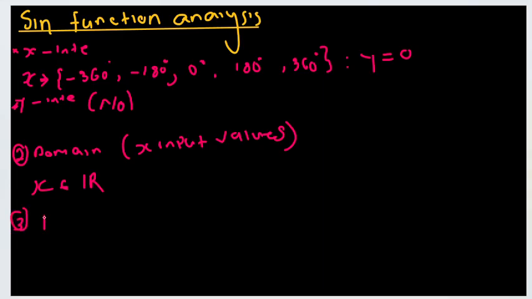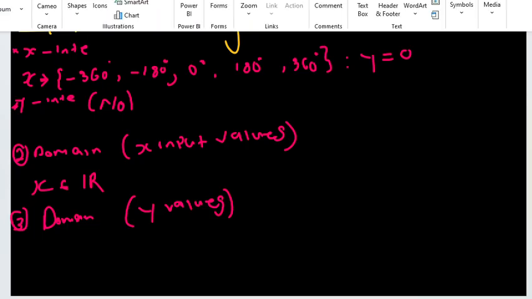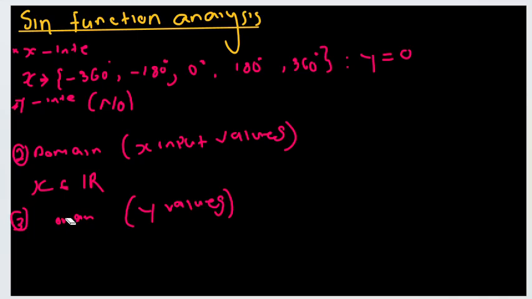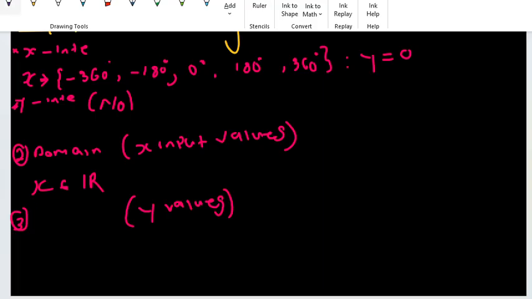Okay, but what about the domain? The domain is a set of y values. Sorry, not the domain here, but the range. I meant to say the range. The range is a set of all possible values in the function. It's called the range.